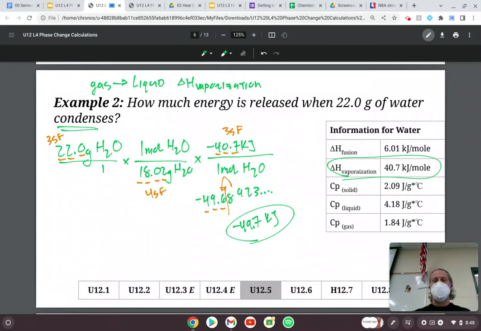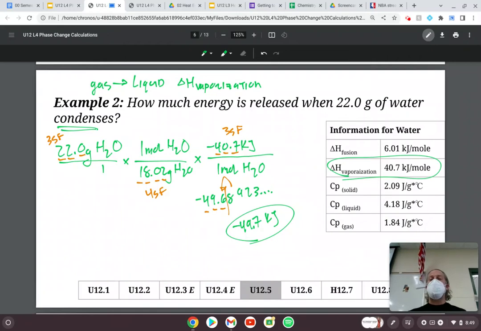Yes. Why isn't it negative on the chart? Oh, that's a good question. The question is, why isn't the value negative on the chart? And the answer is because that's just the value of the amount of energy that is either being released or added during that particular phase change. We change the convention of the sign based on what's happening.